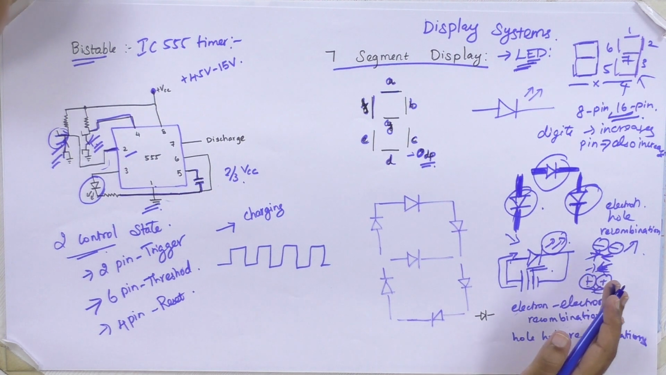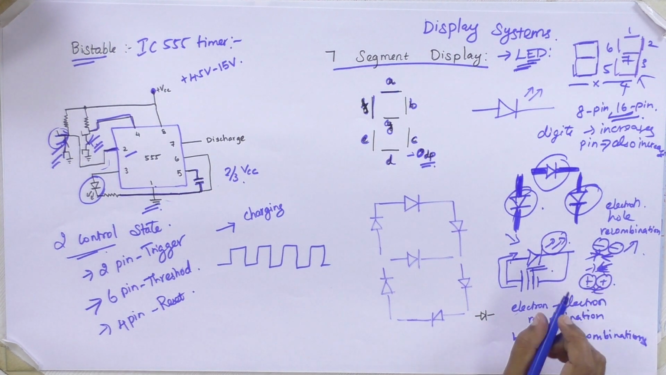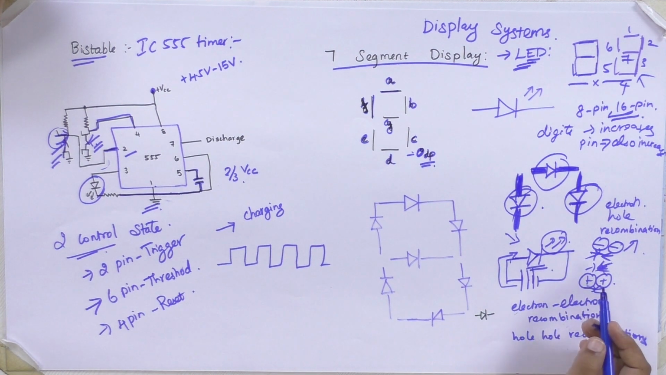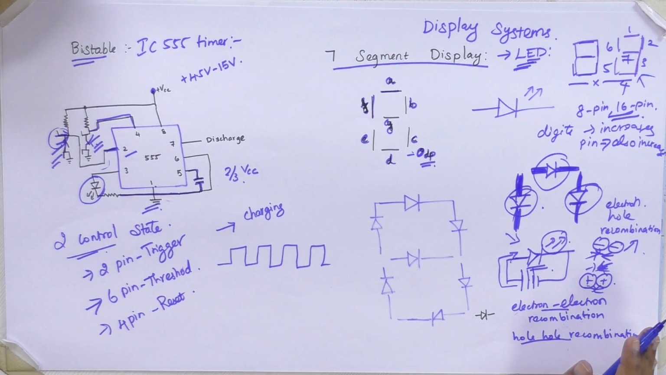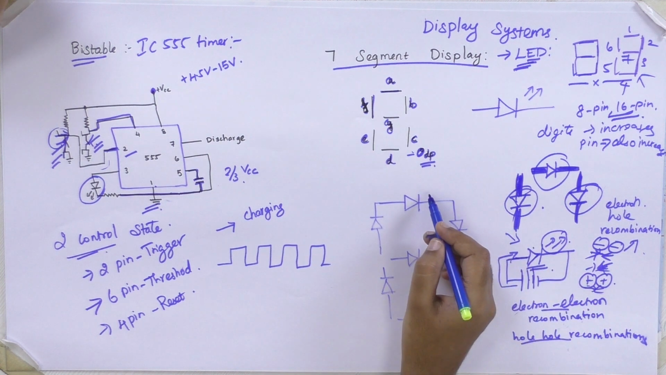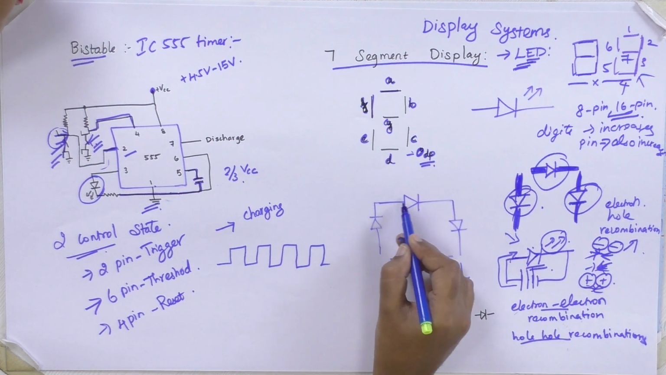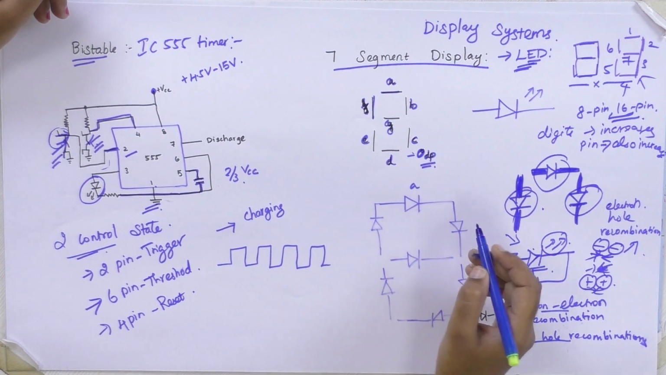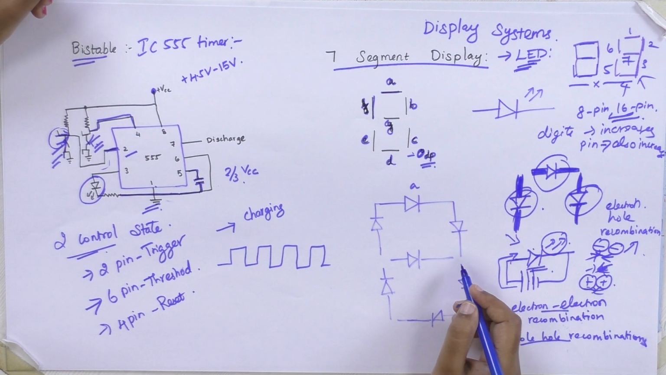It is the inverse of the photoelectric effect, we may say. When you supply a voltage, light energy is emitted. This is because of electron recombination or hole recombination. This is how your LED works. So this principle is applied here, where an LED is placed in segment A. One LED will be there. In segment B, another LED will be there.